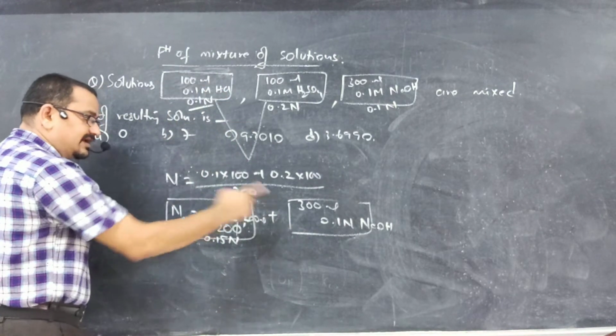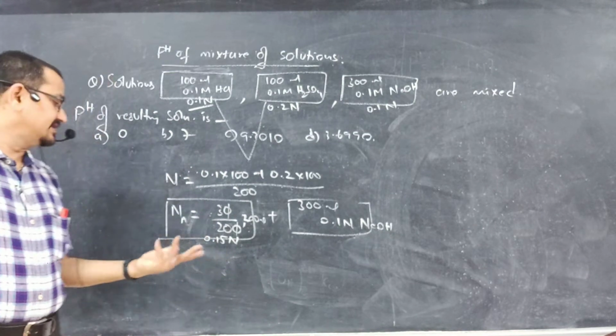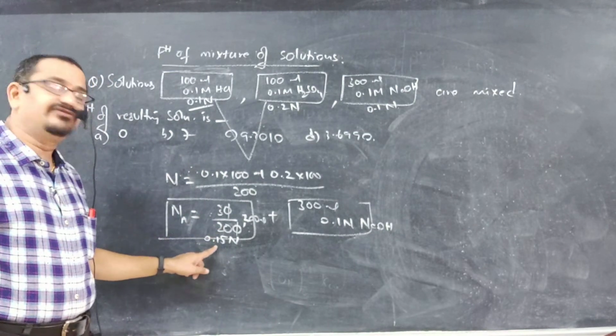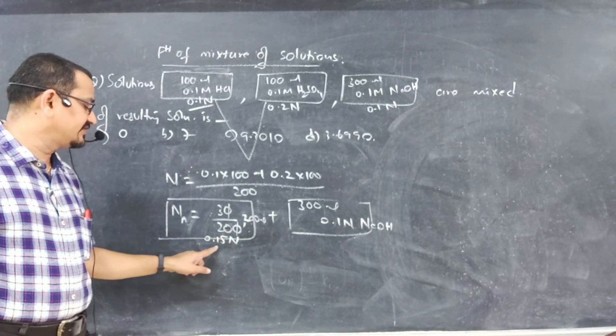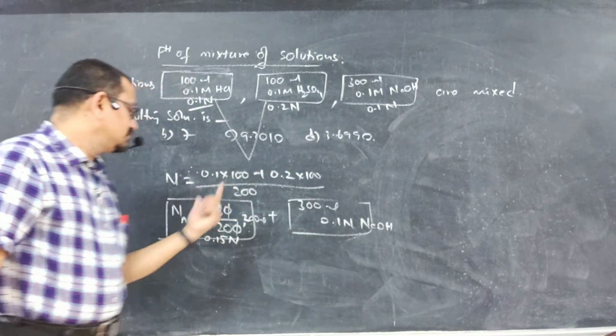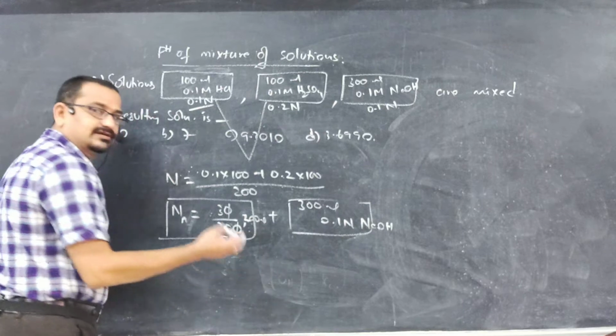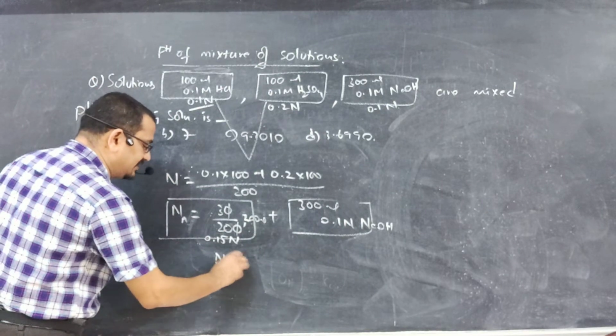Now, when an acid and base are mixed, we have to find their equivalents or milli-equivalents immediately. Like 200 into 0.15, 30; and 300 into 0.1, 30. So 30 milli-equivalents and 30 milli-equivalents. When the same milli-equivalents are mixed, the resulting solution will be a neutral solution.